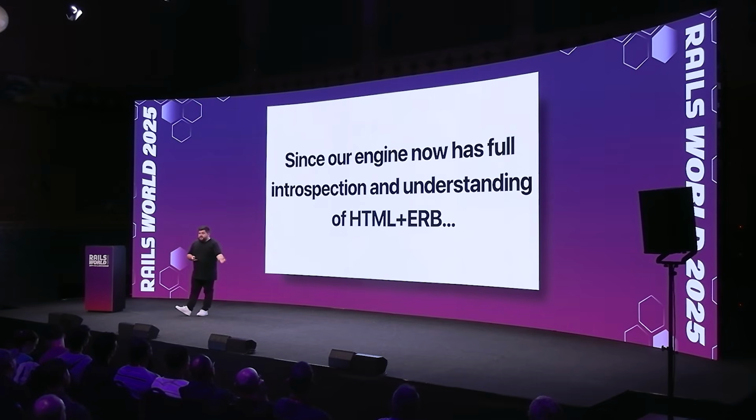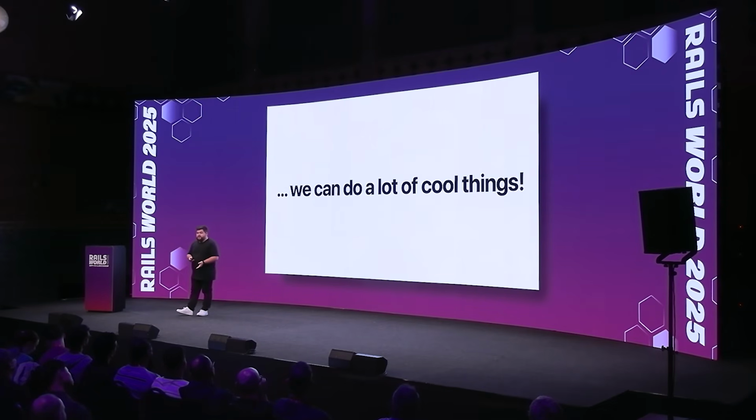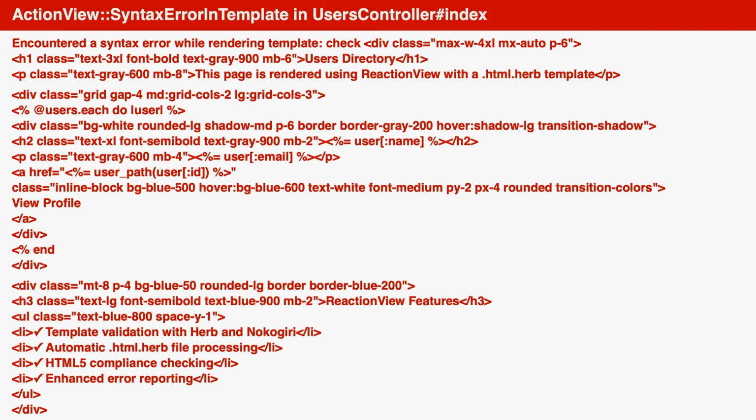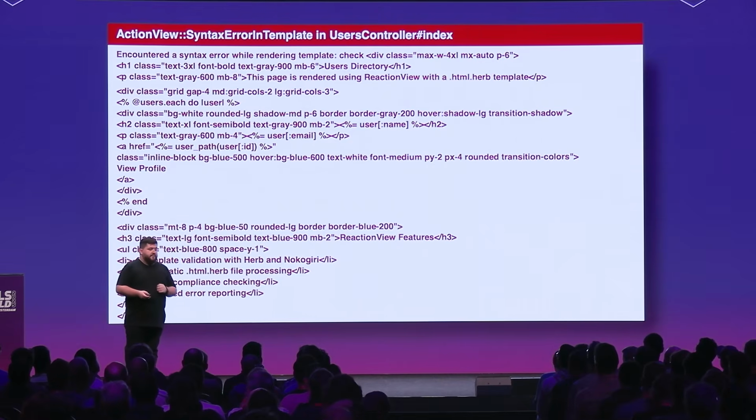But since we have all this understanding now, we can do a lot of cool things with that. So let's improve how Rails renders error messages. Today, if you have a syntax error in your templates, it will just give you the whole template and say something is wrong in here, figure out where. And that's not really helpful. So let's see how we can improve that.